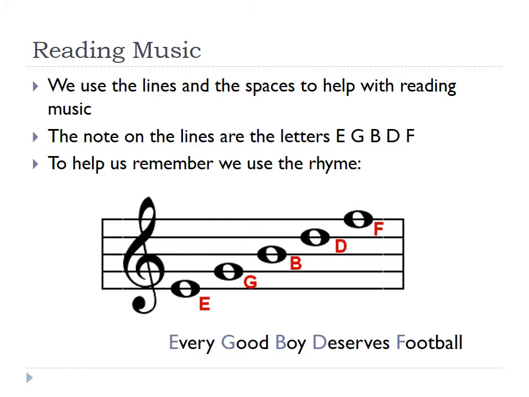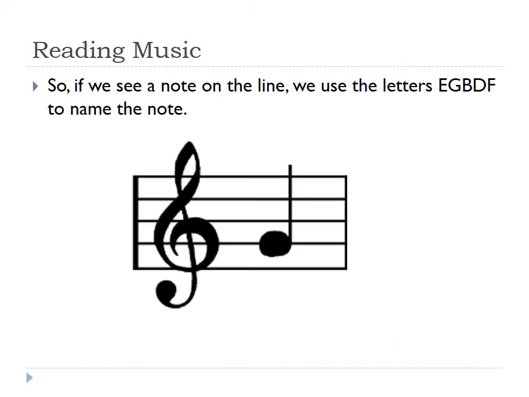So let's try to apply this to an example. So we ask ourselves, is this note on the line or is it in the space? And we can see this note is on the line because a line runs through the middle of it. So we use our rhyme, E for every, G for good. This is in the second line, so it must be a G note.